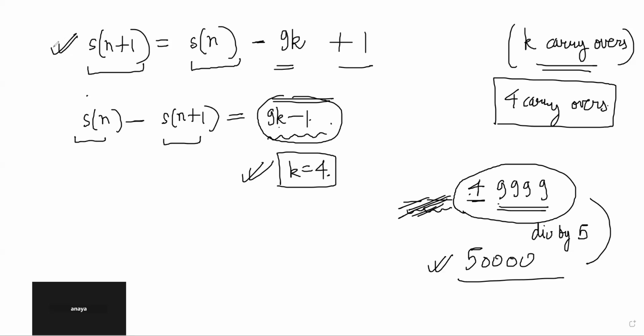Yes. And then since we need the smallest possible number, we are looking at low values of k for which it is divisible by 5, which gave us k is 4, right? Yes. Is it clear what we have done? Yes. Okay.